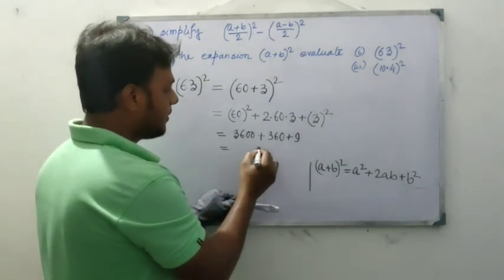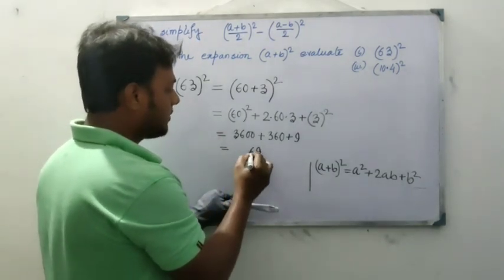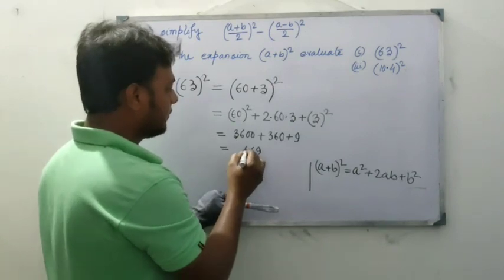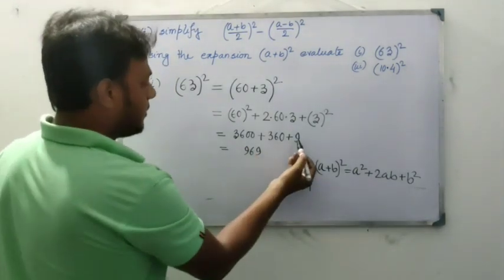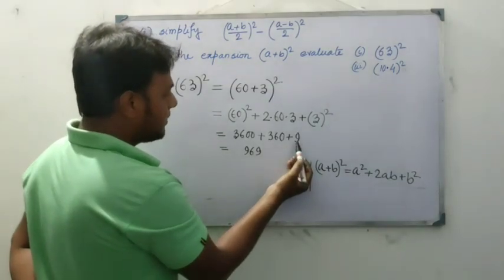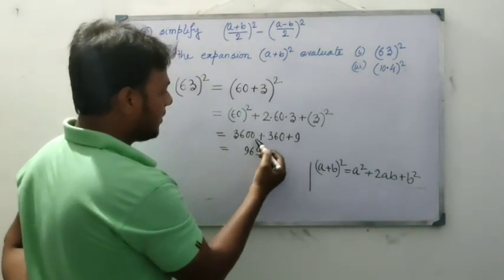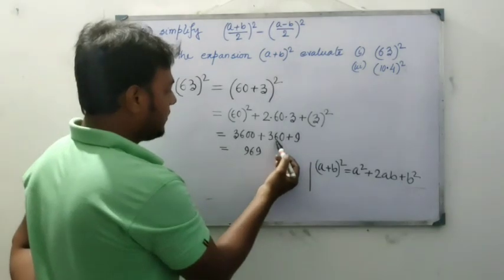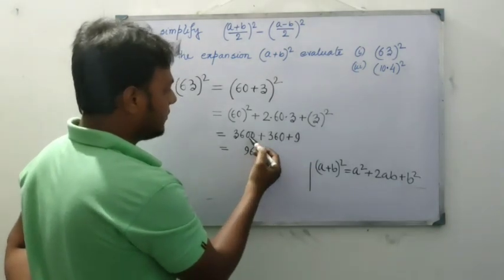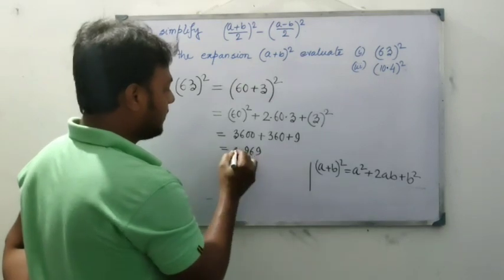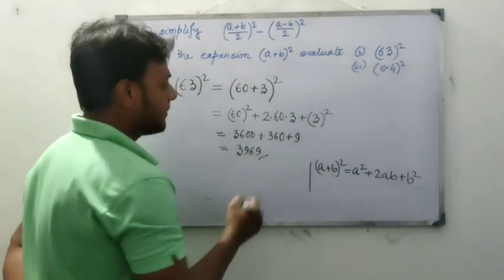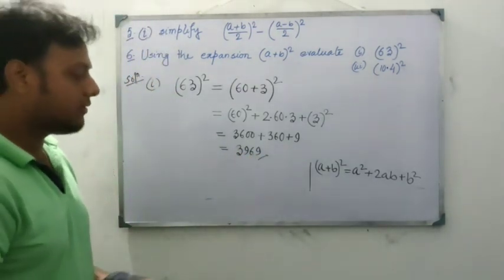So it will be 3600 plus 360 plus 9. Okay, if we add the unit place, then 0 plus 9 is 9, very good, and 6 plus 0 will be 6, and next 6 plus 3 is 9, and 3 is 3, so 3969. This is the answer. Okay, this completes the solution.